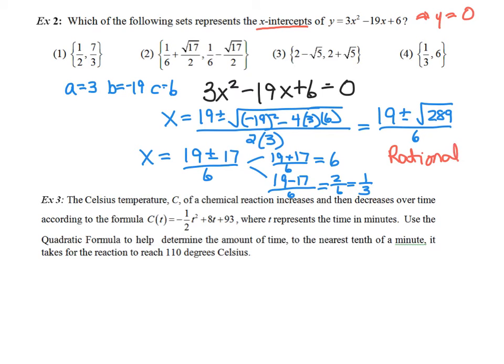So rational means that I don't have a radical in my answer. Instead, my solutions are both rational numbers, which can also be written as fractions. When I simplify both of those answers, I see that I get 6 for one of the roots and 1/3 for the other one. So that's telling me that choice number 4 is the choice I'm going to make.